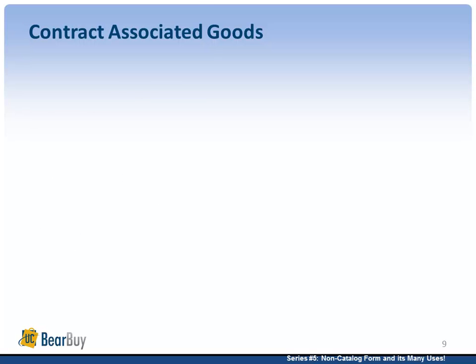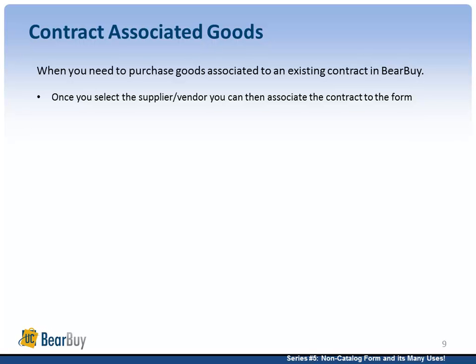Now let's go over one of the transaction types that can be placed on the non-catalog form, contract associated goods. So when you need to purchase goods associated to an existing contract in BearBuy, you first have to select the supplier so you can then associate the contract to the form. This means that the contract has to already have been entered in BearBuy. Contracts are usually entered by strategic sourcing or the buyer directly working on that contract. By selecting the associated contract, the buyer workflow trigger changes. And we'll go over the change when we talk about the workflow of the form.